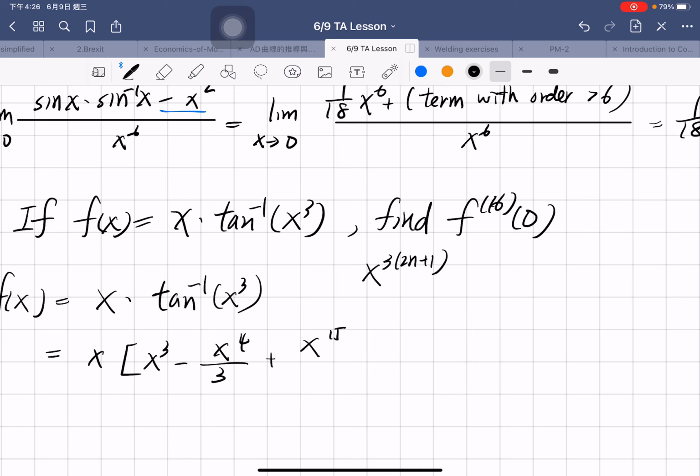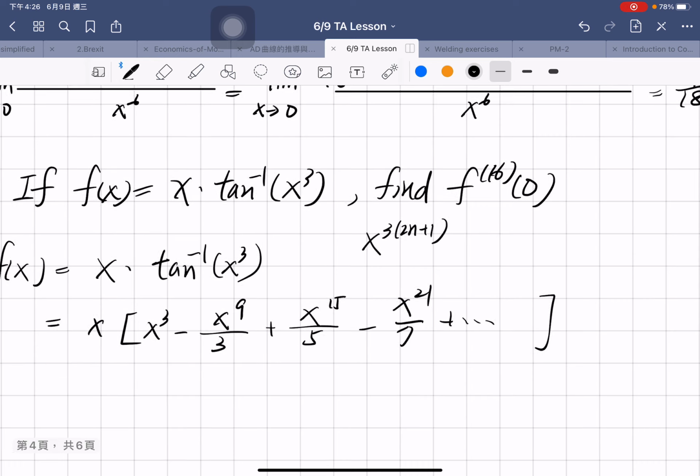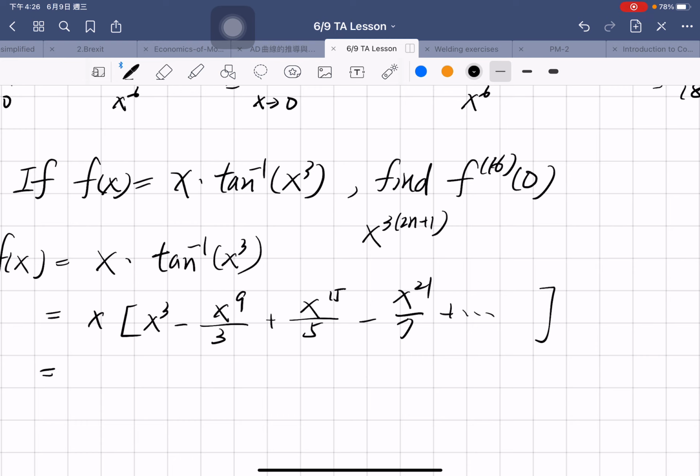Okay, so the first term, the second term I think will be 9, not 4. 9. Okay, and the next one will be 15 over 5, minus, and some irrelevant terms. So you get x times x with 16 power, and the only term we are interested in is this term.